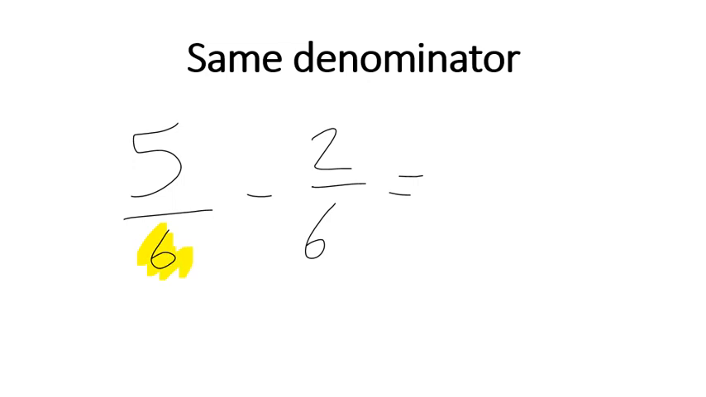So as we can see, both denominators are 6, therefore our denominator remains as 6, and all we do is subtract the numerator. So 5 subtract 2 gives us an answer of 3. Now that can be simplified to 1/2.